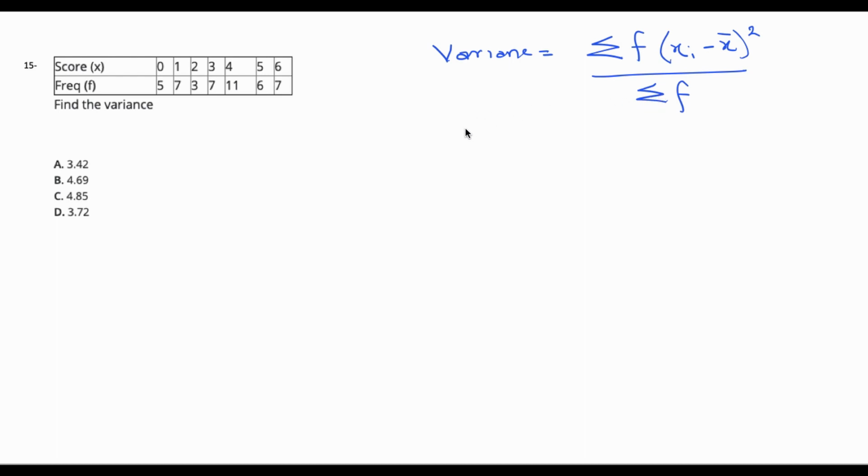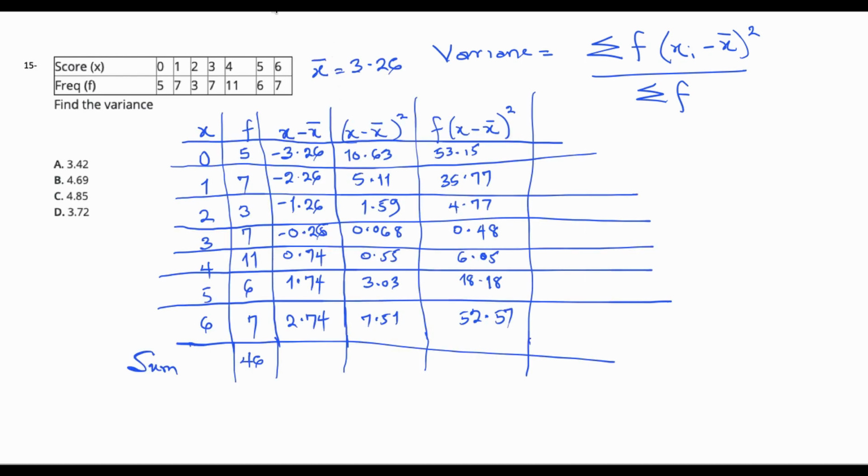Now for this, in order to avoid making mistakes, I would advise that you build a table, and the table looks like this. So let's go over this table. The first column here is simply an outline of the scores as they appear here, and here is simply an outline of the frequency as they appear here. Now the third column is x minus the mean. So each score minus the mean. We had already calculated the mean from the previous question, which is 3.26. So 0 minus 3.26 is minus 3.26. 1 minus 3.26 is minus 2.26, and so on.